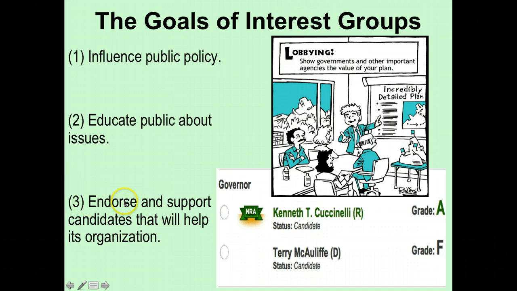And the last goal of interest groups is to help candidates, help people running for office win. And one of the ways they do that is endorsing them and supporting them, either by giving them money or organizing people to vote for them. We're going to talk about this in just a few minutes, but here you have a picture of two men running for governor in Virginia, Ken Cuccinelli and Terry McAuliffe. And you'll notice how the NRA, the National Rifle Association, put their symbol next to this guy. And they gave him a grade of an A. Now down here, Terry McAuliffe has a grade of a D. I'm sorry, that's the D for Democrat, and he has a grade of an F. You'll notice that Cuccinelli has the endorsement and a higher grade compared to McAuliffe. So the NRA is telling its members, hey, if you live in Virginia, you should vote for Cuccinelli because he supports the National Rifle Association's goals.